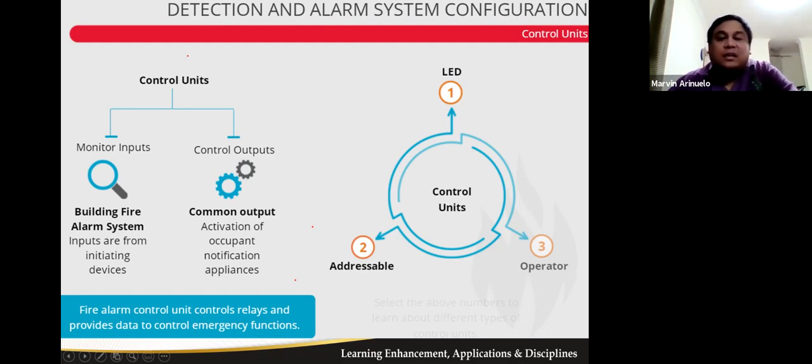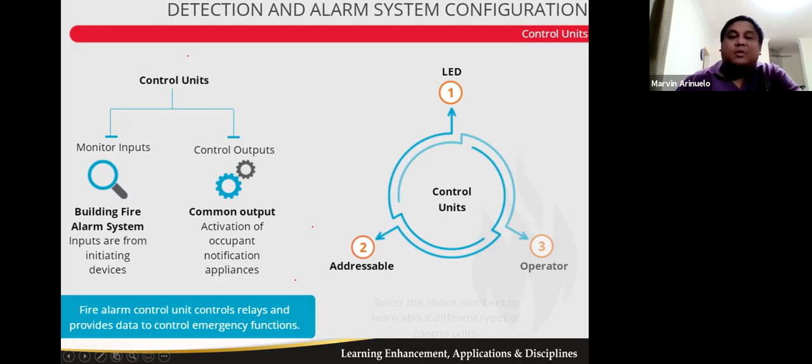Just remember, guys, that the most common output of a building fire alarm is activation of occupant notification appliance. And the fire alarm control unit also controls relays or provides an interface to another system to control emergency functions, such as elevator recall, as we discussed earlier, or unlock a door which is commonly normally locked, but during an emergency, it must be unlocked.